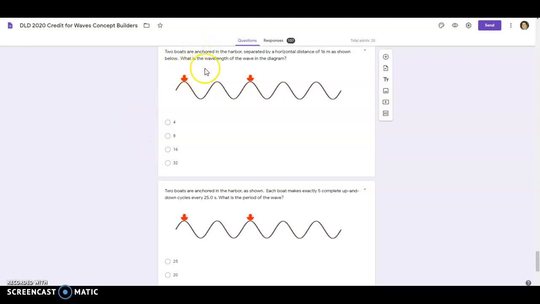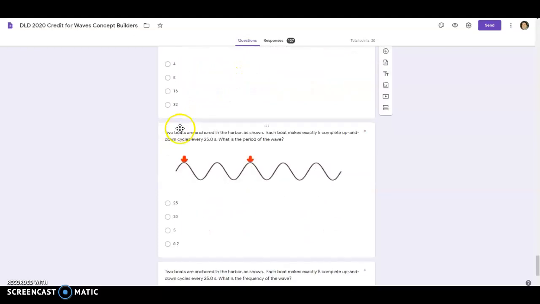16 meters from boat to boat is not a wavelength. The wavelength is crest to crest. So boat to boat is 2 wavelengths. Take that 16 meters, that's between both boats, cut it in half. 1 wavelength is 8 meters.